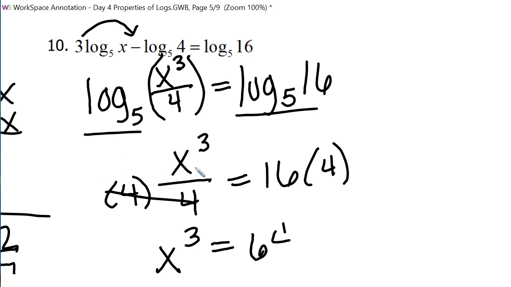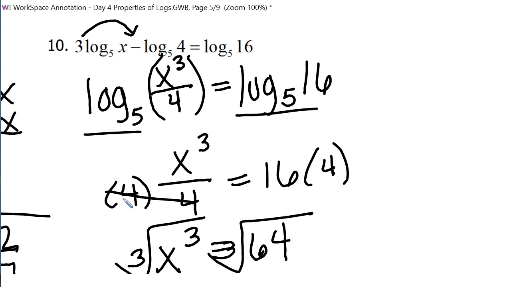And the inverse of cubing would be cube root. So cube root both sides. And what is the cube root of 64? 4. Now again, you do need to check your answers to make sure the end value is not negative. So if I put a 4 here, is that fine? Yeah, it's not negative. So 4 is a real solution.